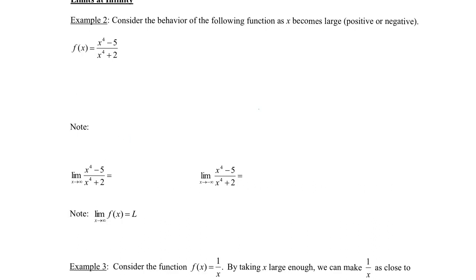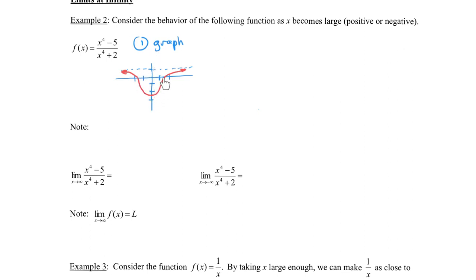So let's take a look at this function. We've got f of x is x to the fourth minus 5 over x to the fourth plus 2. And we want to look at what happens to this expression as x becomes really large, positive or negative. In other words, we could think of it as the limit of this expression as x approaches infinity or negative infinity. If you put this in your graphing calculator for y1 and graph it, you'll see it does something like this.